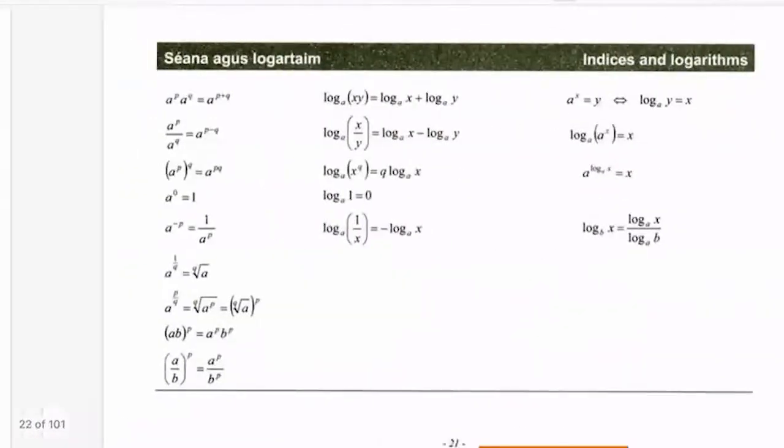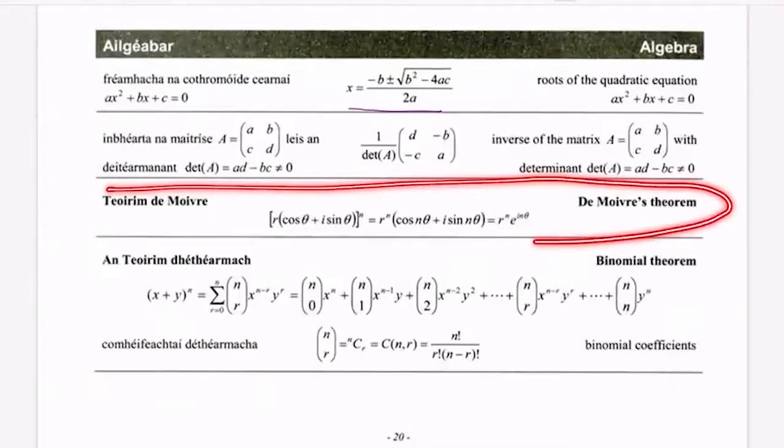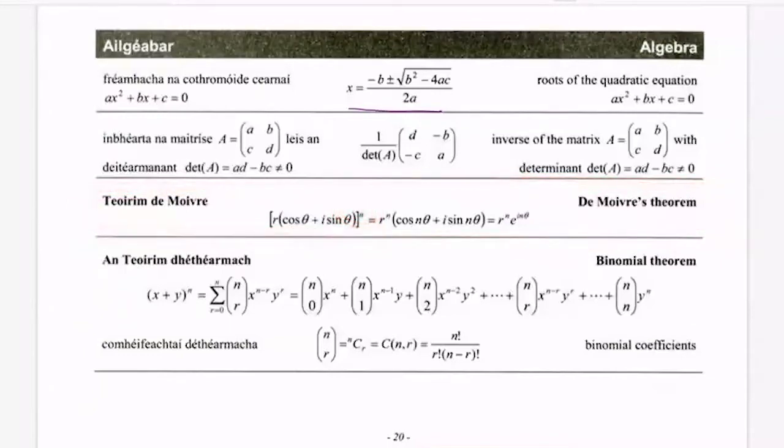It is in the log tables here. Okay, so de Moivre's theorem is really, really useful for computation. And by computation, I mean multiplying complex numbers, dividing complex numbers, doing complex numbers to a power, or being given a power and having to find the roots.